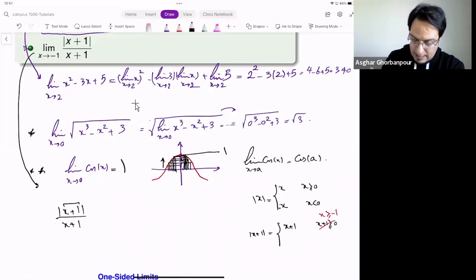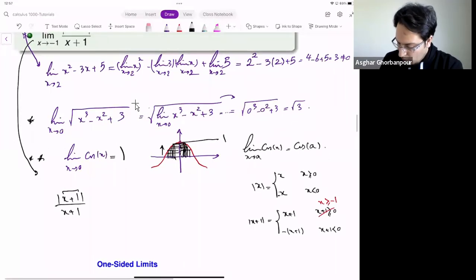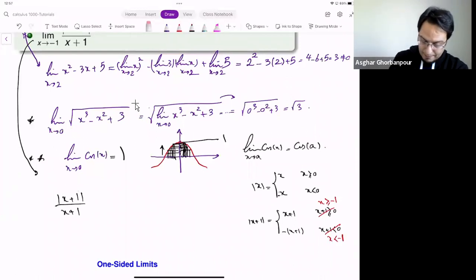When we have x plus 1 less than 0, this will be multiplied by the whole negative sign. And what does this mean? This is basically x less than -1, and the absolute value will be minus x minus 1. Now, I have absolute value of x plus 1 divided by x plus 1. So I know what the absolute value of x plus 1 is. This is here.